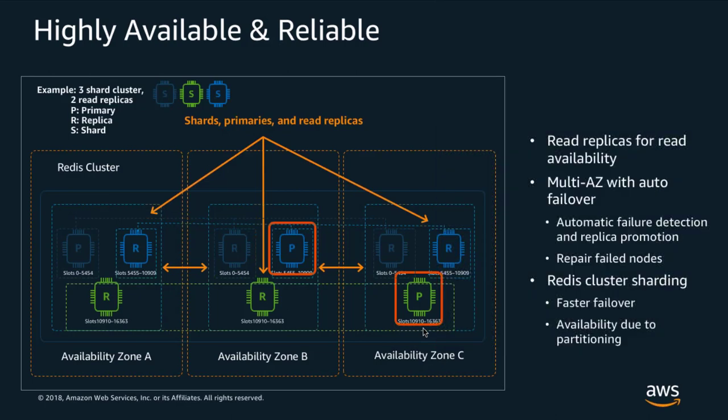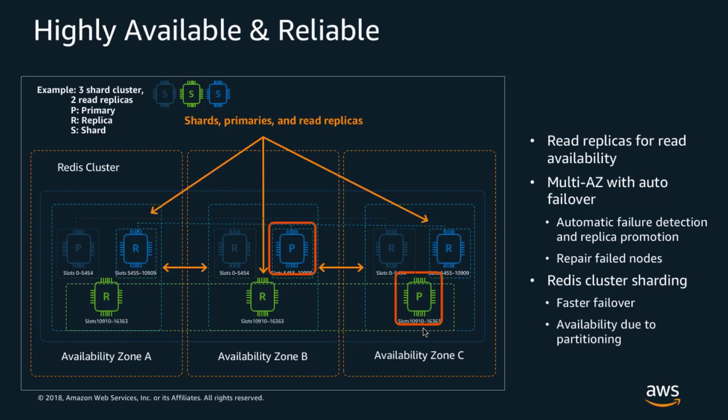And lastly, really quickly touching upon high availability and reliability before we get into the scalability aspects. With ElastiCache, you essentially have the ability to use read replicas for read availability as well as scalability. The multi-AZ autofailover feature lets you automatically set up your cluster for scenarios where the service can detect any failures, promote replicas, and repair failed nodes in the process as well.